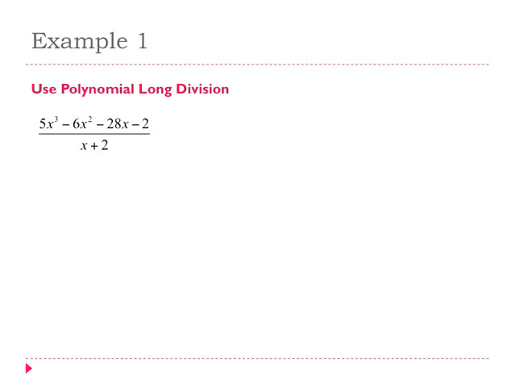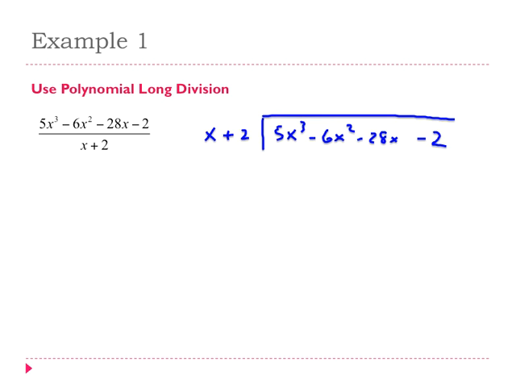Well, we take the polynomial from the numerator and we rewrite it: 5x cubed minus 6x squared minus 28x minus 2. And we're going to divide that by x plus 2. So we bring that binomial right out in front. We can use a sort of divisor bar here if we want to. Works out pretty well generally.